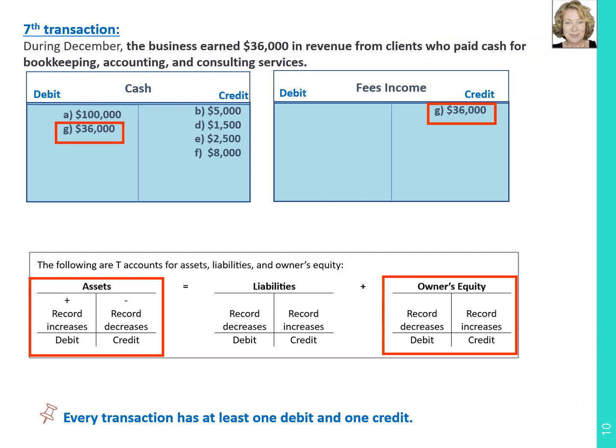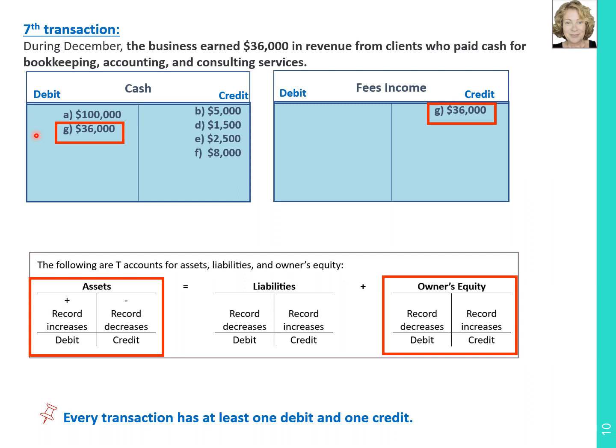We're now ready for the next 6 transactions, starting with the 7th transaction where the business earned $36,000 in revenue from clients who paid cash for bookkeeping, accounting, and consulting services. So it looks like our cash increased by $36,000. Cash is an asset, and assets increase with debits. Therefore, we're going to debit cash for $36,000.